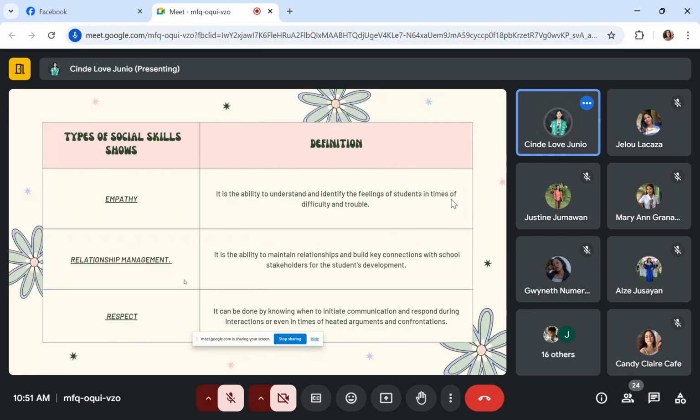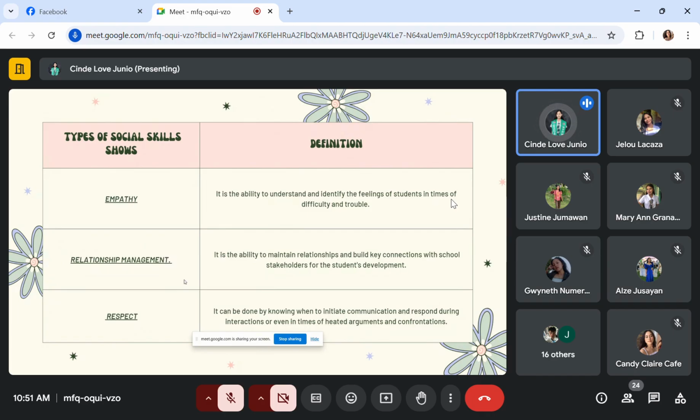Next is empathy. So it is the ability to understand and identify the feelings of students in times of difficulty and trouble. So you are understanding and caring about how other people feel. So for example, if you notice that your classmates are dili sila okay, so you can ask them if they are fine, di ba?